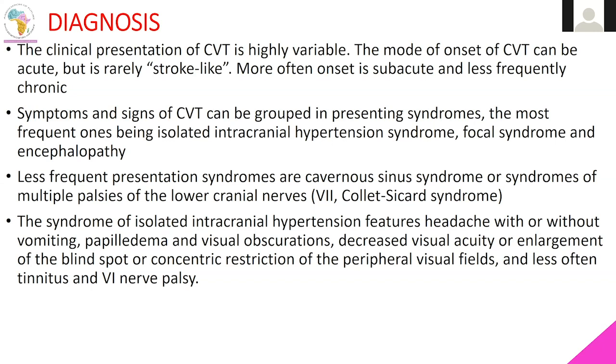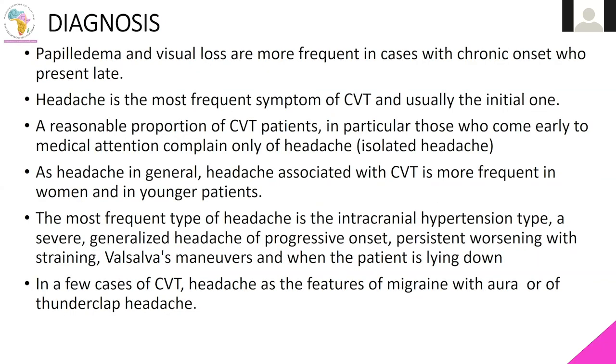The syndrome of isolated intracranial hypertension features headache with or without vomiting, papilledema, and visual obscurations, decreased visual acuity or enlargement of the blind spot or concentric restriction of the peripheral visual fields, and less often tinnitus and cranial nerve 6 palsy. Papilledema and visual loss are more frequent in cases with chronic onset who present late.